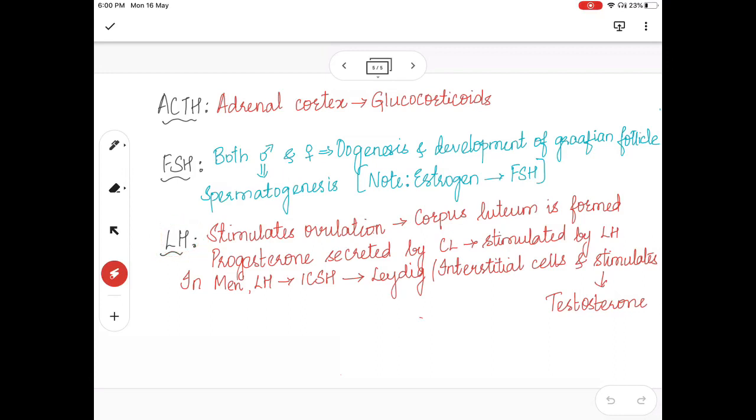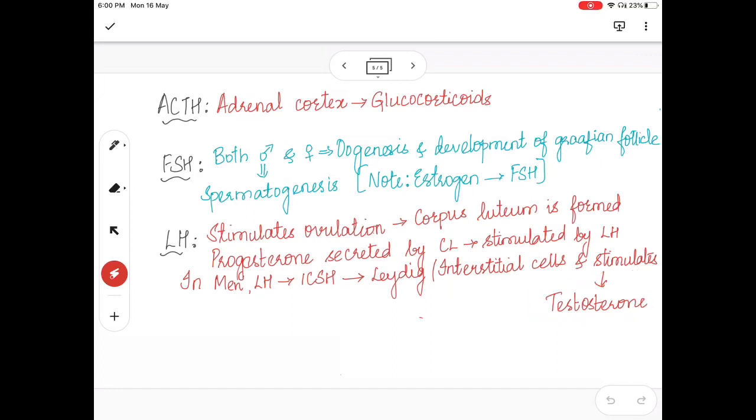Okay, when it comes to men, in case of males, what happens? Luteinizing hormone, as I already said, is also called as interstitial cell stimulating hormone. They are going to affect the Leydig cells, also known as interstitial cells of the testes. Okay, why do they affect them? In order to stimulate the secretion of the male hormone, and the male hormone is testosterone.